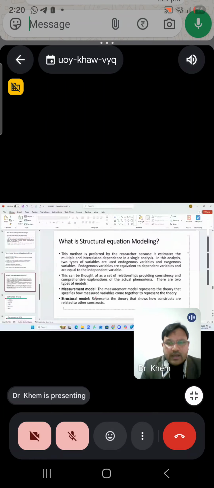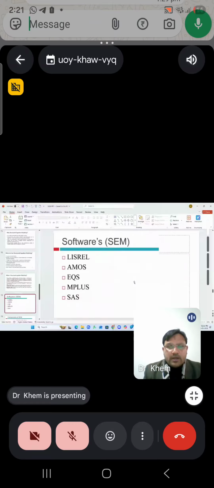Now moving towards this, and these are the theories of this. There are two kinds of models. Measurement model: in this part, measurement model theory specifies how measured variables come together and represent the theory. Structure model is talking about how structured constructs are related to each other or not. So this we will do later on when we open the platform of our SEM.